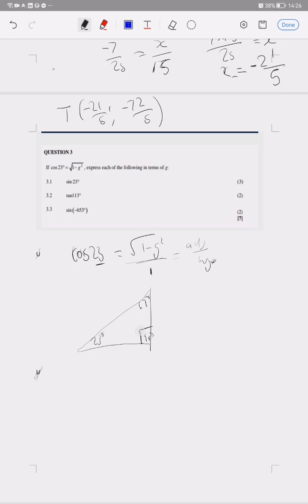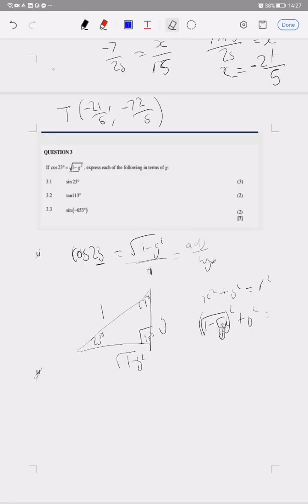Okay, so what do we do here? So first of all, I know I'm having opposite. If I'm standing here, my adjacent will be square root of 1 minus g squared. What will be my opposite? Oh, it's just unknown. My hypotenuse is just a 1. Right, so I'm left with a y here, so it's just x squared plus y squared is equal to r squared. So what is my x? It is square root of 1 minus g squared.